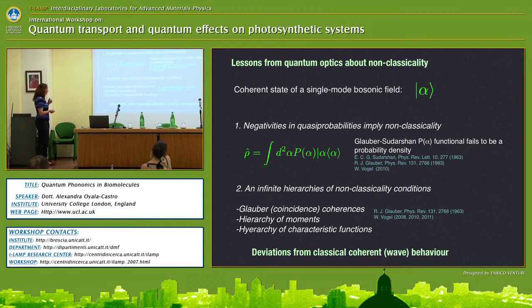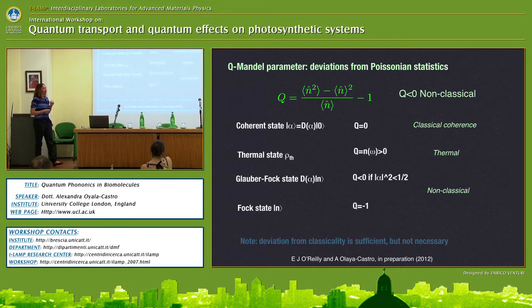Within this family of hierarchies, there is a very simple measure that one needs to be careful when using. But if you find the right conditions to use it, it's a simple measure that will give you insight into the non-classical behavior that you might have in your system. This is the Q Mandel parameter, which essentially compares the variance of the number of phonons. In this case, it has to be a bosonic field. You can calculate this for fermions as well, but the interpretation is different.